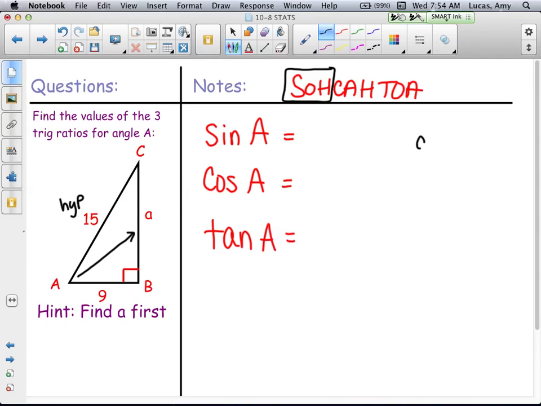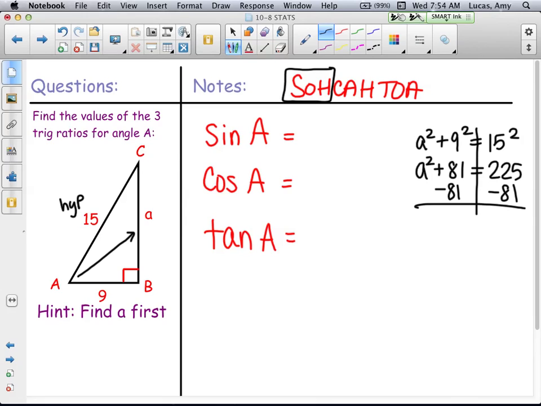I guess I'm going to have to use the Pythagorean theorem to find the third one. So A squared plus 9 squared equals 15 squared. So 81 subtracted from 225 and then I would take the square root, so A equals 12. So I know that A is 12 now. Now I can write my ratio. So the sine would be opposite over hypotenuse, 12/15, and that would reduce to 4/5.